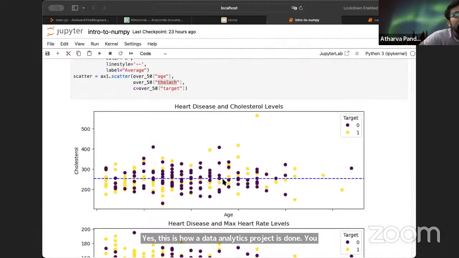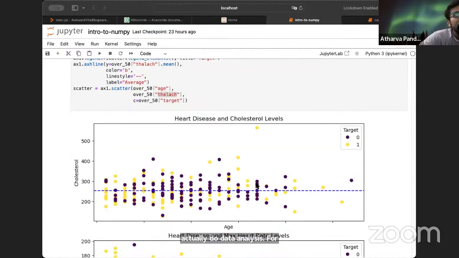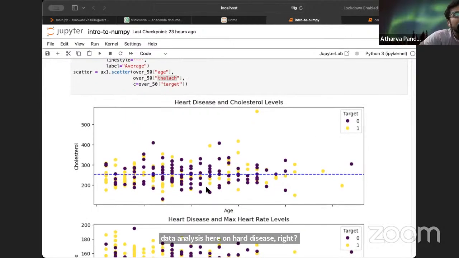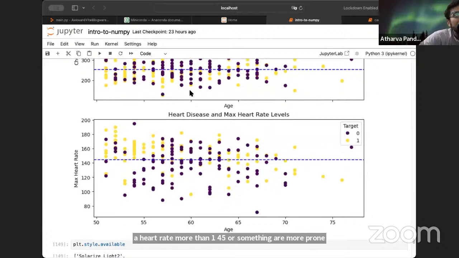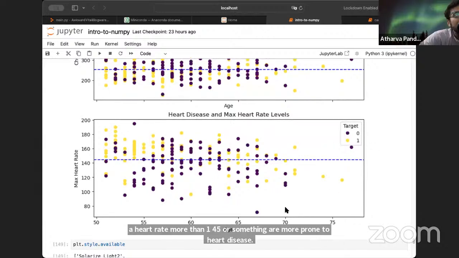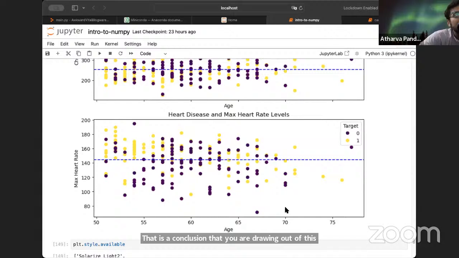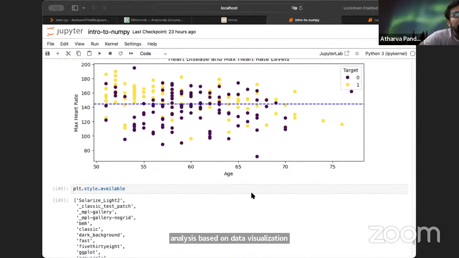For example, we did some data analysis here on heart disease, right? You plot some graphs, you do some data analysis, and then you draw out your conclusion. For example, in here, I can draw out a conclusion that people who have a heart rate of more than 145 or so are more prone to heart disease. That is a conclusion you are drawing out of this data analysis. So that is how you do data analysis based on data visualization. Cool. It's nothing so scientific.